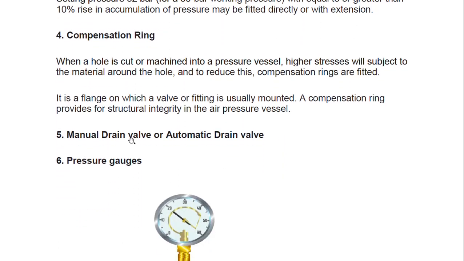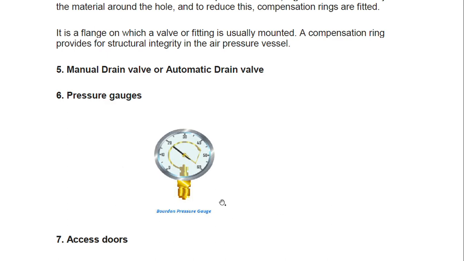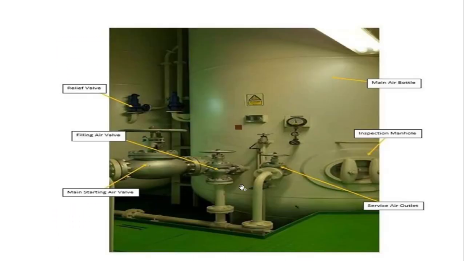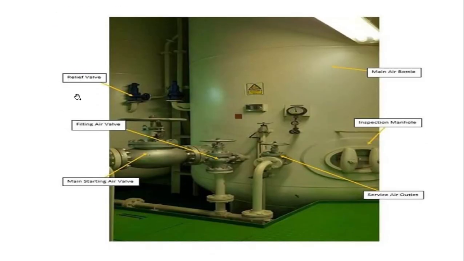Okay, manual drain valve or automatic drain valve, these are self-explanatory. We have pressure gauges. This is the modern pressure gauge. This is also a very important term. What are the different types of pressure gauges? We have access doors as well, which is the manhole door. You see here, this is the relief valve that we are talking about. And we have the filling air valve. This is the filling air valve, and this line is coming from the air compressor.